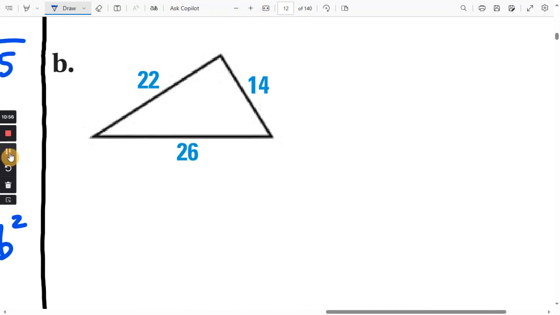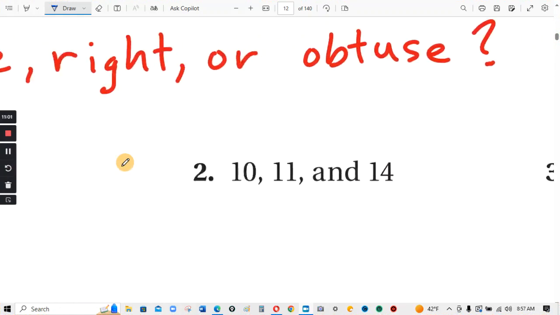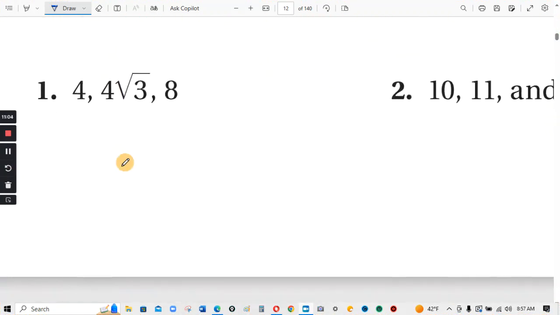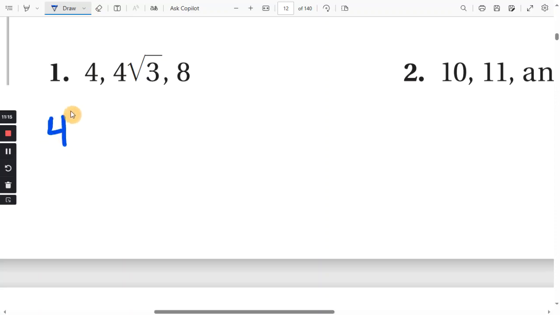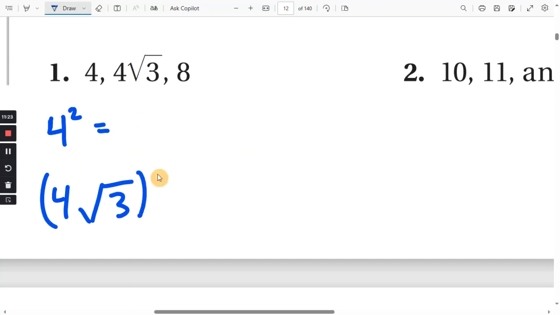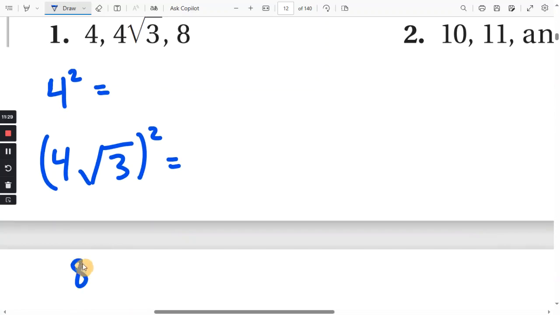So let's see. Maybe I can think of a better one. Why don't you guys try number 1 here, acute, right, or obtuse? So what you're going to do, these are the warm-ups. All right, what you're going to do is square each side first. So 4 squared and 4 radical 3 squared and 8 squared. Square each one, and whichever number is the greatest, that's your c squared, and then do c squared versus a squared plus b squared.